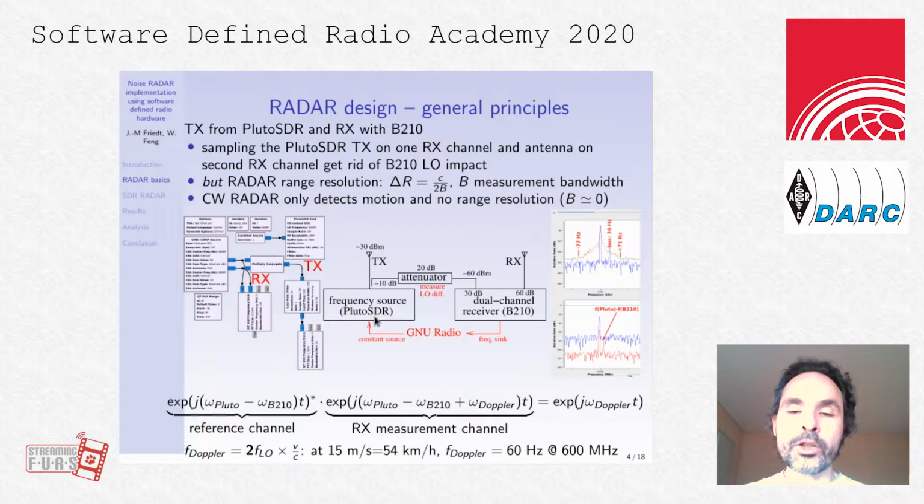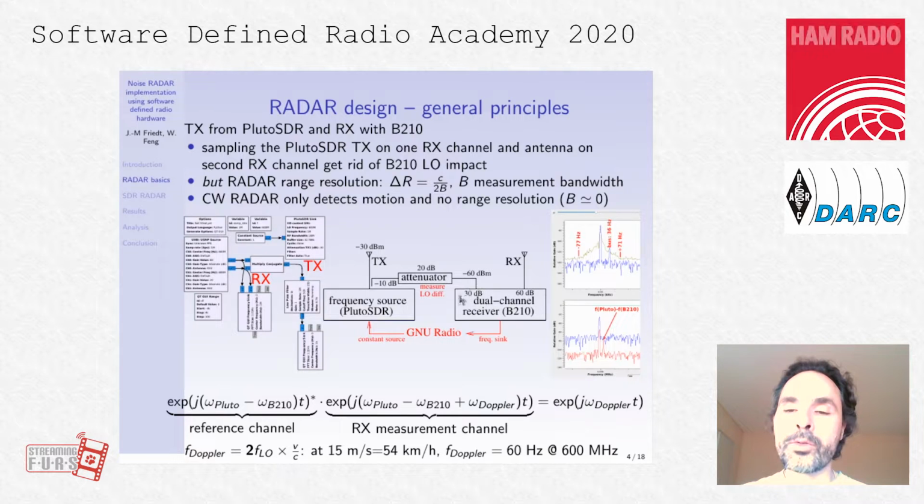So this brings us to the architecture that we selected. The PlutoSDR is a source, transmitting a signal, in this case a continuous wave. We don't want to interfere with communication, so we send a minute amount of power, that's minus 30 dBm, that's a microwatt. Also because we don't want to damage the radio frequency front end of the B210, which is used on the one hand to collect whatever echoes are reflected by targets, and we want to measure the transmitted signal, so we have a coupler, 10 dB coupler, we attenuate further to make sure we don't damage the front end, and this minus 60 dBm input signal is collected by the reference channel.